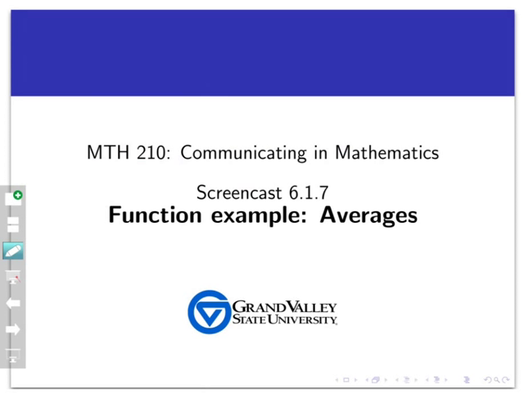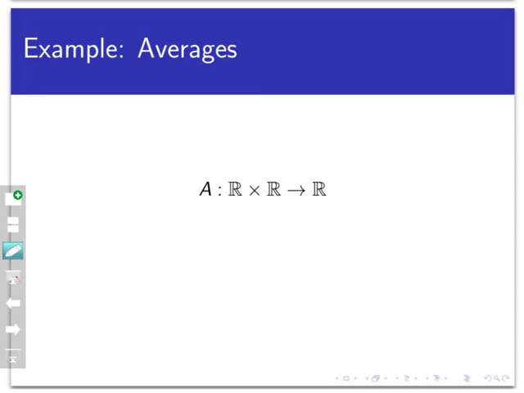Welcome back to one more screencast example that we're going to do about functions. And this one involves a little bit of statistics. The main idea behind this function is I want to give you a function that takes a Cartesian product as its domain here. So this is eventually going to be a function, although we want to ask some questions about it. So A is a process that goes from R cross R.